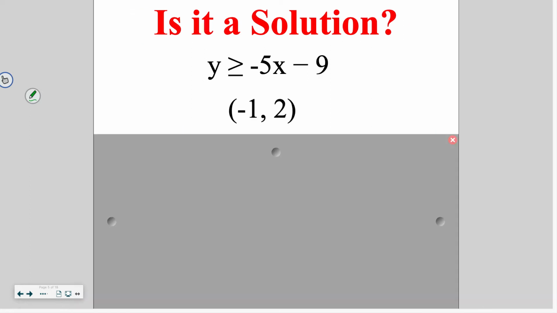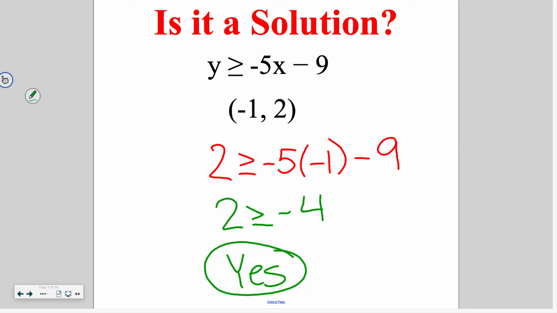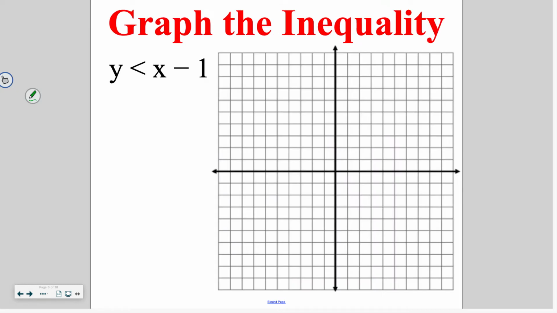Go ahead and try this one on your own. When we plug in, we find that yes, this does give us a true answer to our inequality. So this is just showing things that could work as solutions.